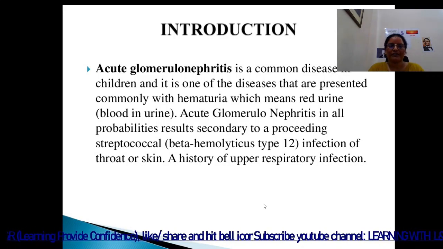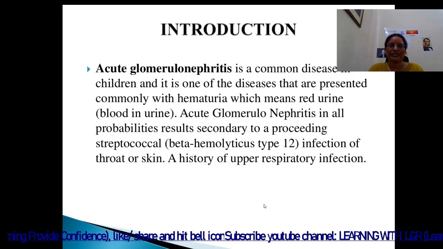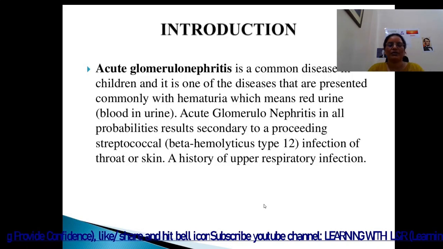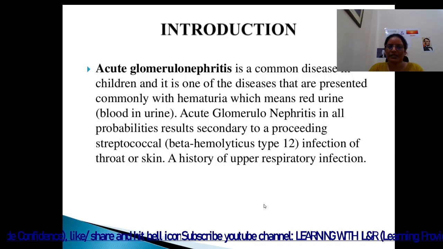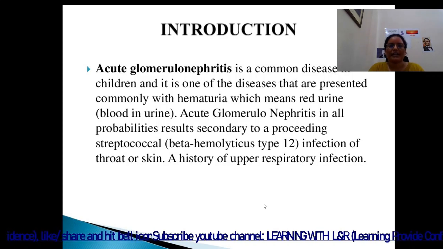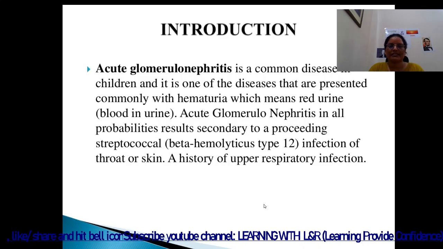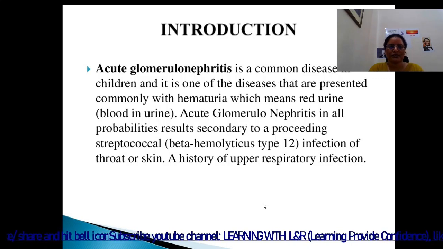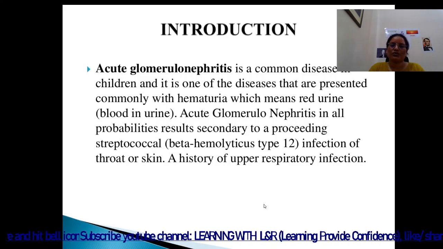What is this? First of all, the introduction of this topic. Acute glomerulonephritis is a common disease in children, and it is one of the diseases that commonly presents with hematuria, the presence of blood in urine, which means red urine. Acute glomerulonephritis in all probability results secondary to a preceding streptococcal beta hemolytic type 12 infection of the throat or skin.